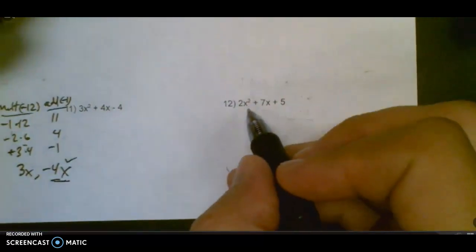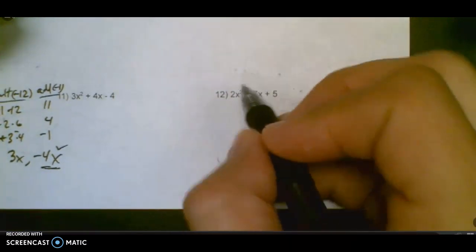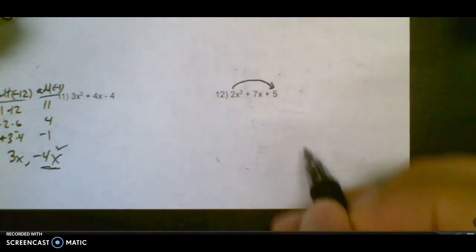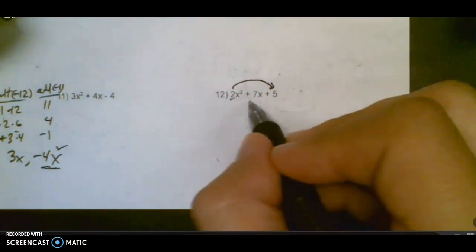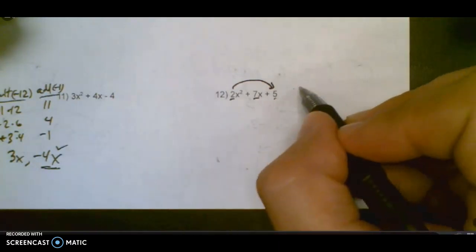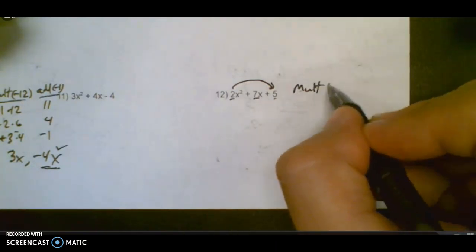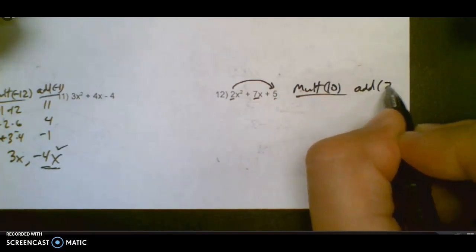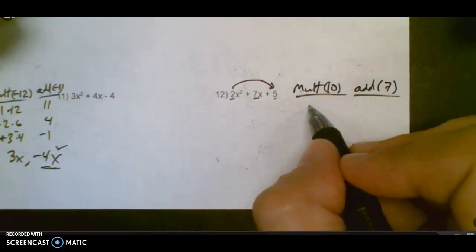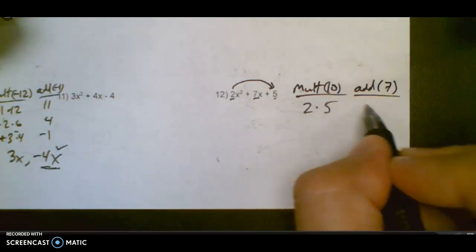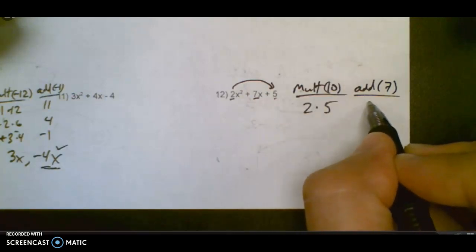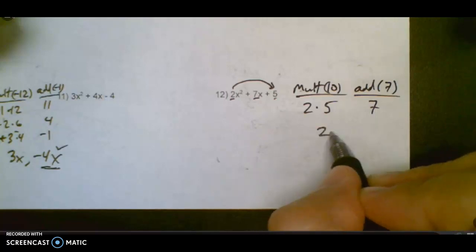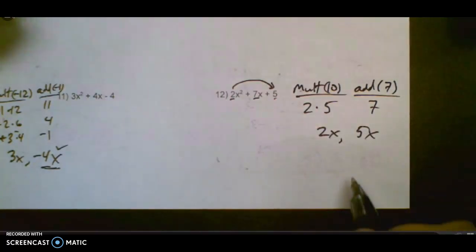There's not a ton of space. Maybe this guy here. Okay, last one. I try to divide a 2 out, it doesn't work. 2 times 5 is 10. So what multiplies to make 10, but adds to be 7. Okay, I think I already know this one. 2 and 5. Right? So my middle terms are 2x and 5x.